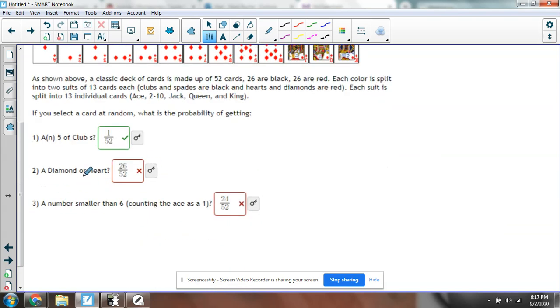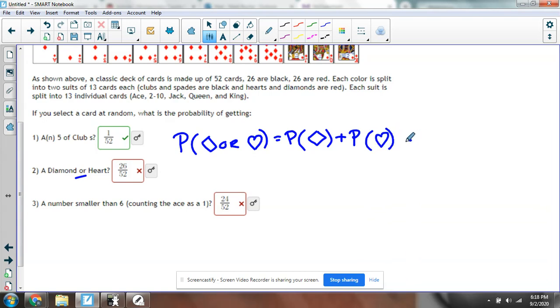So when you see OR, you have to use the OR formula. Probability of a diamond or a heart. Just going to draw the little symbols. That's going to be the probability of a diamond plus the probability of a heart minus the probability of both.